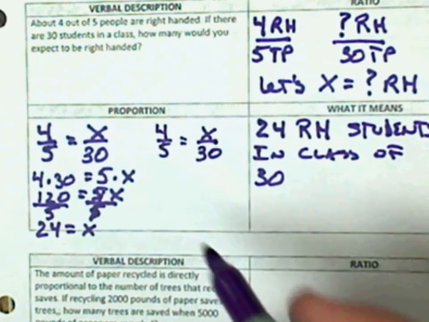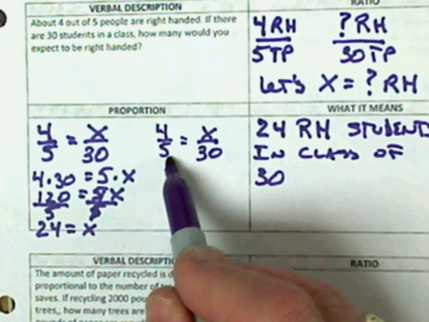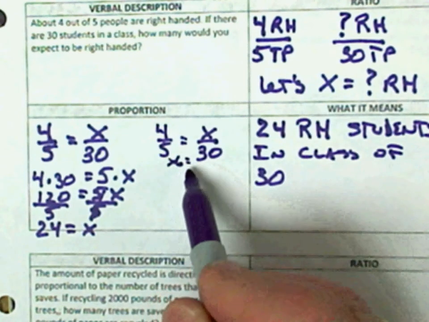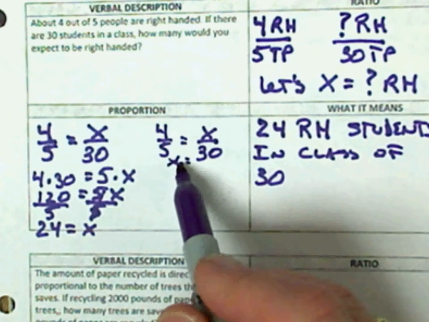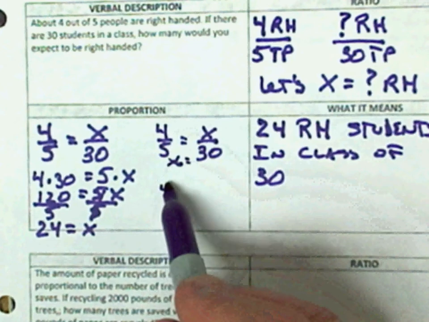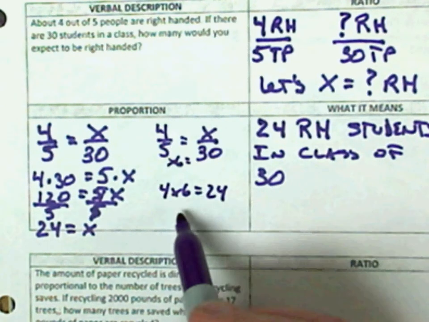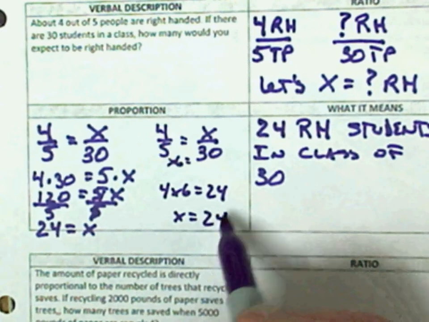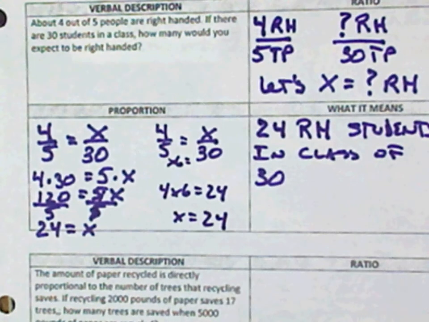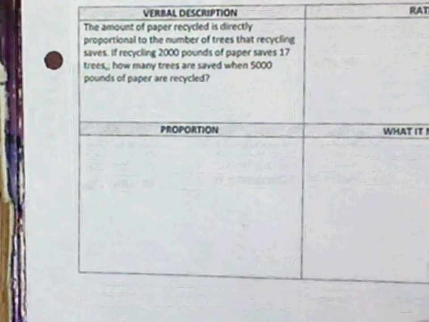Okay, right? So Aiden's talking about doing it by equivalent fractions. He says that 5 times 6 is going to equal my 30. Whatever I multiply the denominator by, I have to multiply the numerator by. So 4 times 6 is going to equal 24. So X would equal 24, and it means the same thing, that there are 24 right-handed students. All right, nice job.